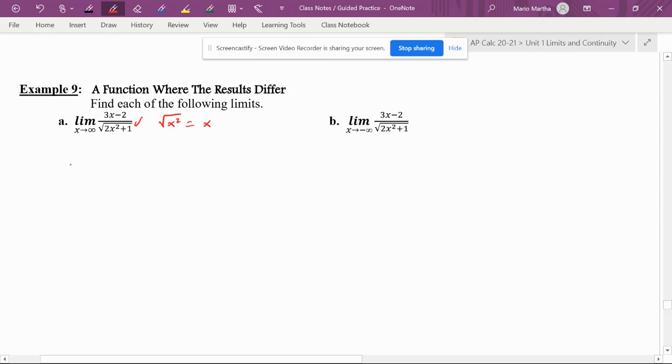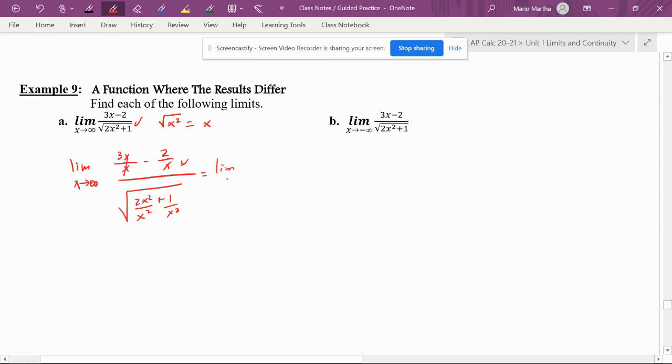So here, we're going to look at the limit as x approaches positive infinity of 3x over x minus 2 over x, divided by the square root of 2x squared plus 1, again everything over x squared. If we're outside, then we're going to divide by x. If we're inside, we're going to divide by x squared. So here, we're going to simplify one more time. So this is going to be 3.